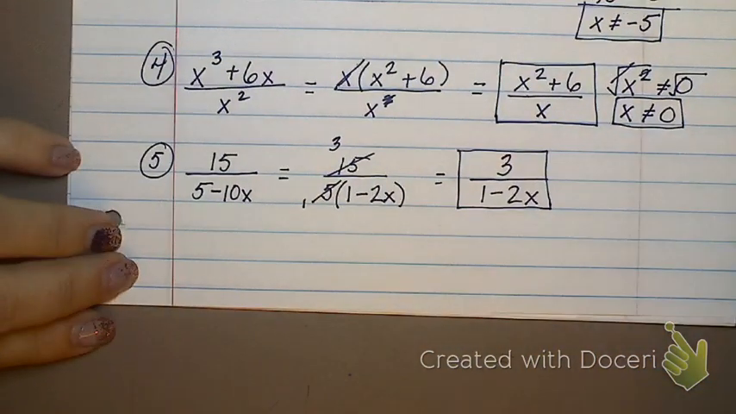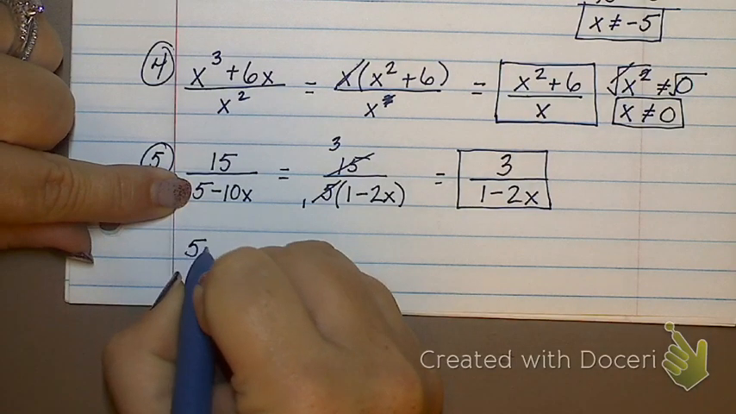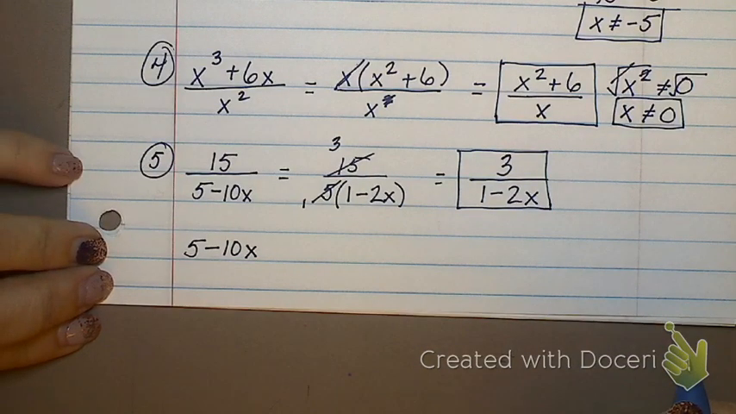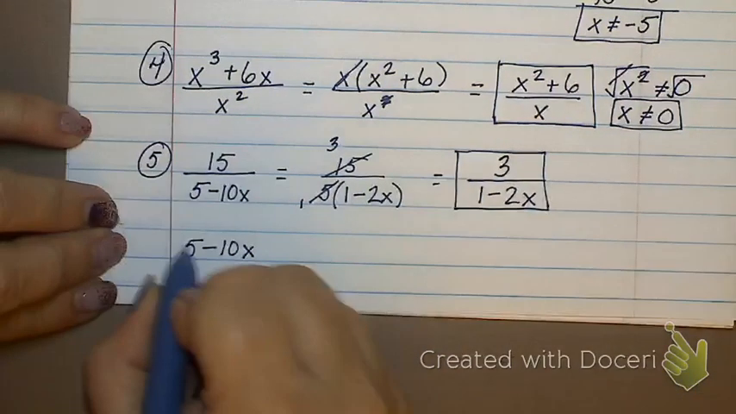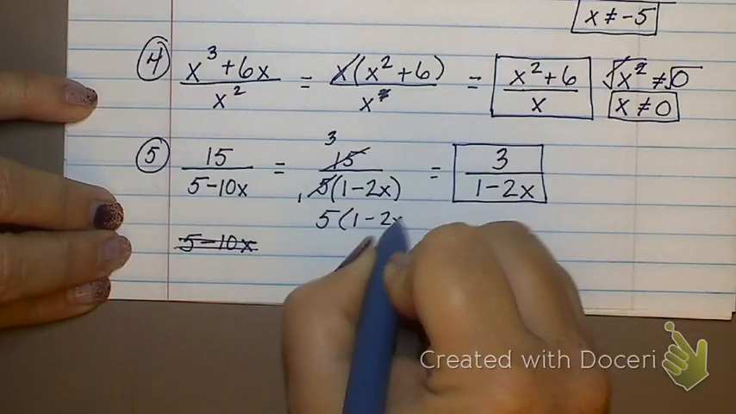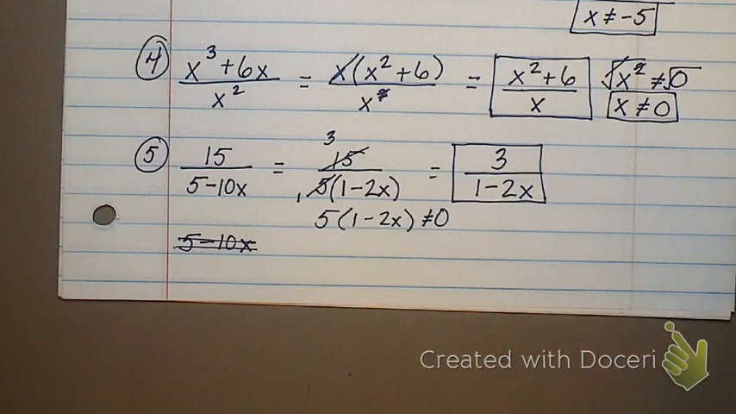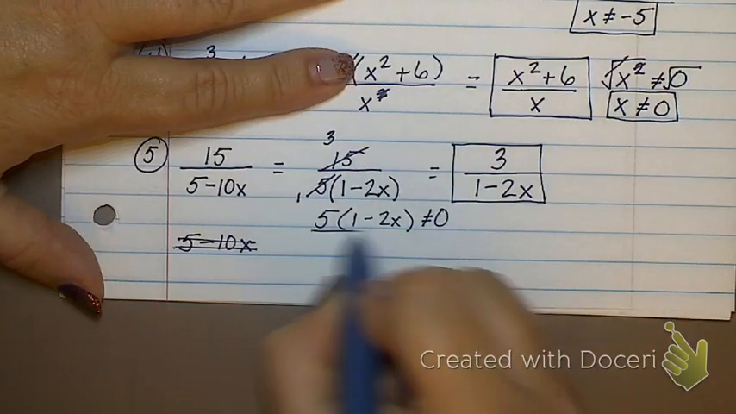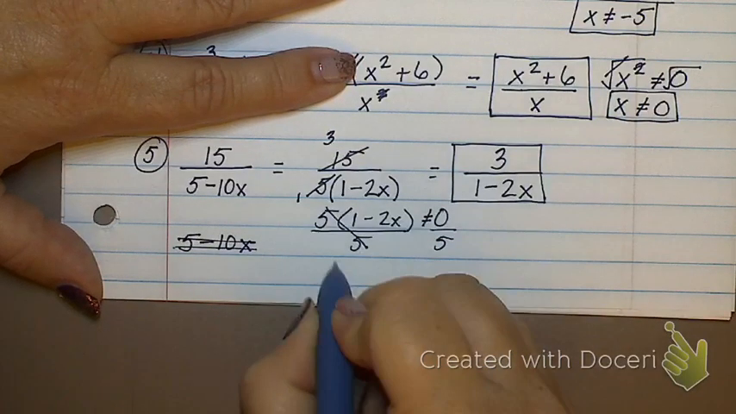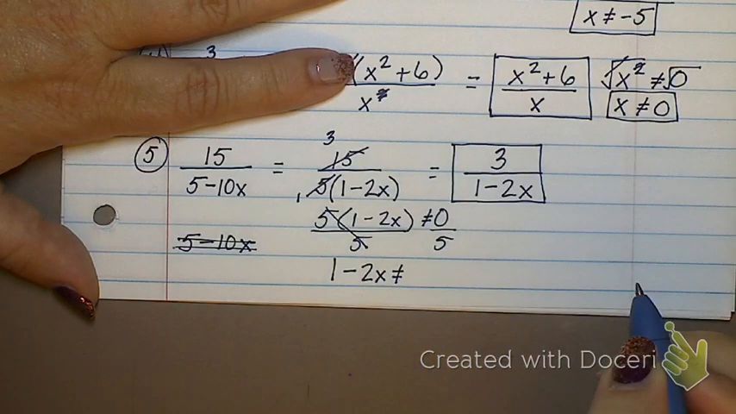All right. So for my excluded value, I'm coming back to the original denominator. Actually, didn't I say the factored form of the original denominator? So let's go back to the factored form. 5 times 1 minus 2x. Set it not equal to 0 because we cannot have that denominator equaling 0. I'm going to divide by 5. That gives me 1 minus 2x cannot equal what? 0.